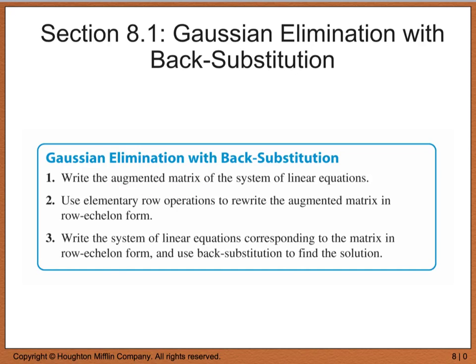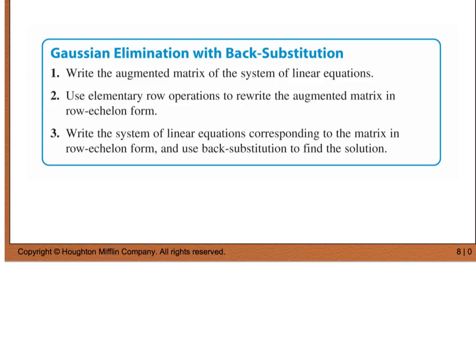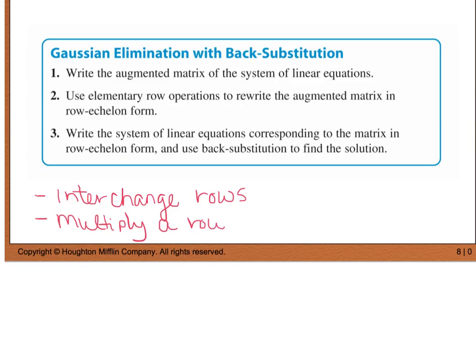Then we're going to use the elementary row operations. If you recall, the elementary row operations, let's write this down here. Your elementary row operations were to interchange rows. This is where if I need to move a third row up to the top row, I can do that. So we'll say interchange rows. We can multiply a row by a non-zero constant.